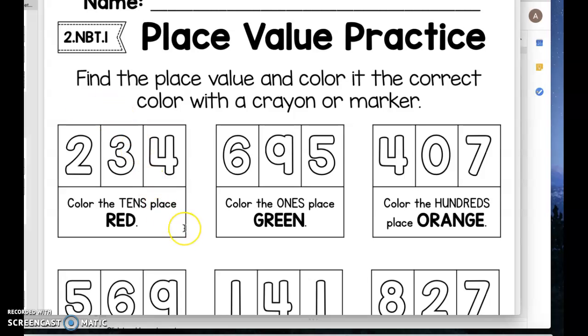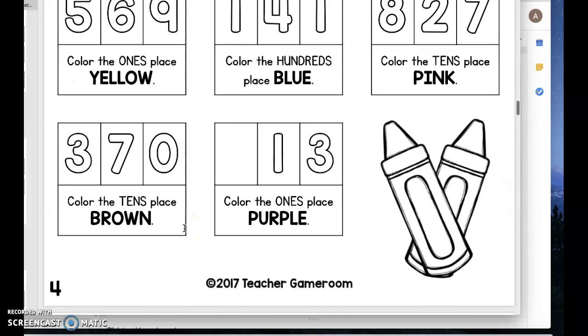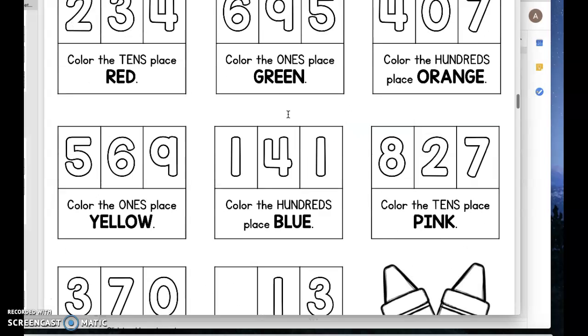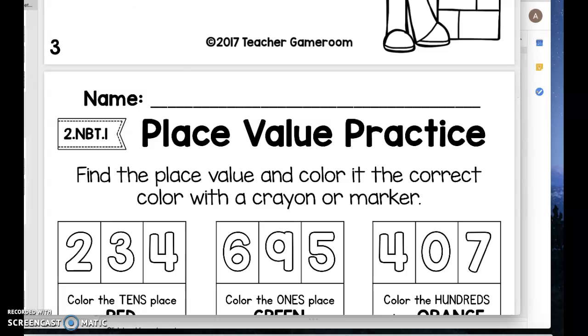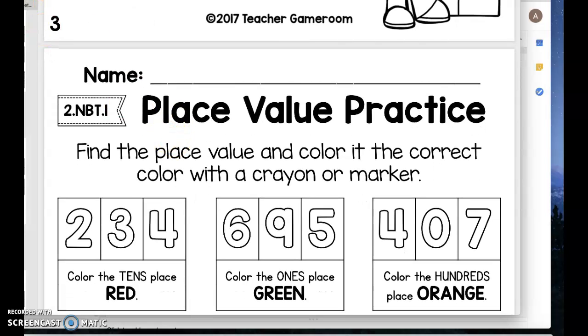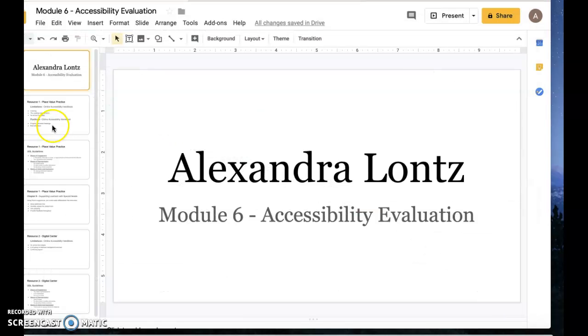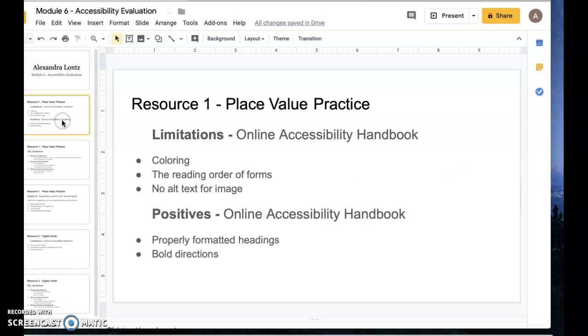Another thing was there was no alt text, no alternative text for this image here. The image isn't very important, so I don't think it's a big deal, but it wasn't there. Let me go back to my PowerPoint. So this just sums up everything I said just now about the online accessibility handbook.